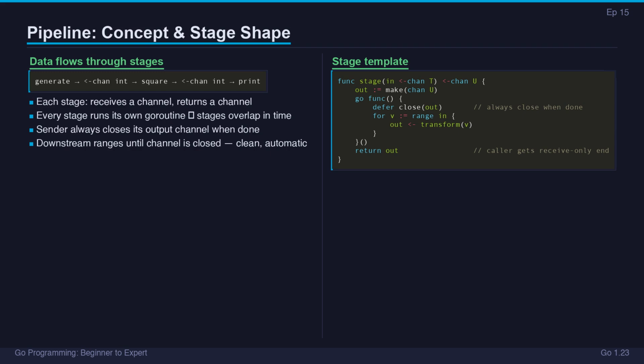This shape, a function that takes a channel and returns a channel, is the unit of composition for Go pipelines. You can chain as many stages as you want. You can test each stage independently by just passing it a channel. You can swap stages without touching the rest of the pipeline.